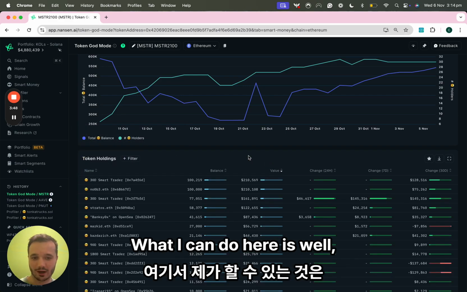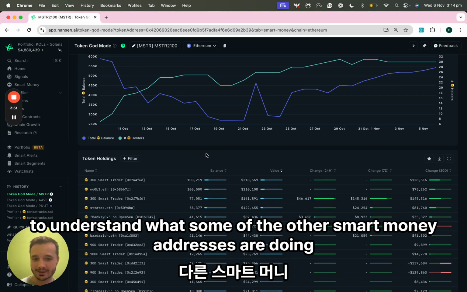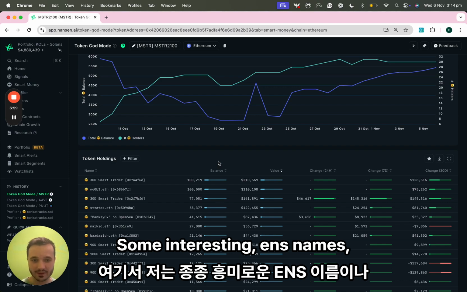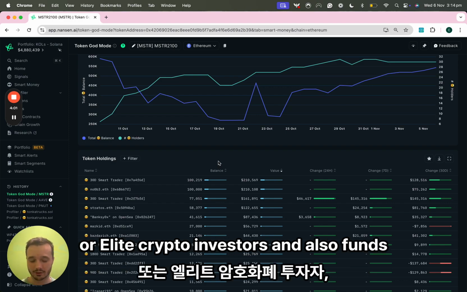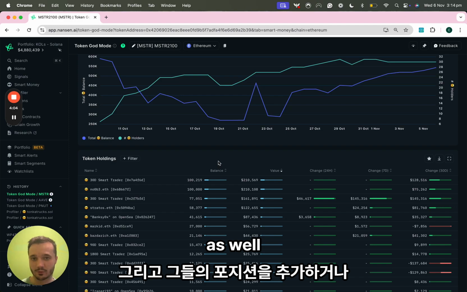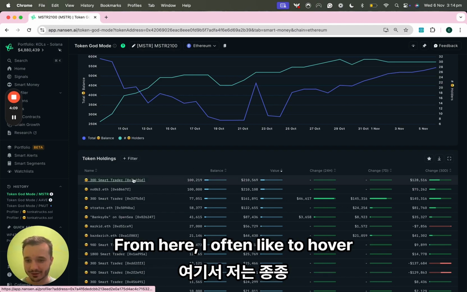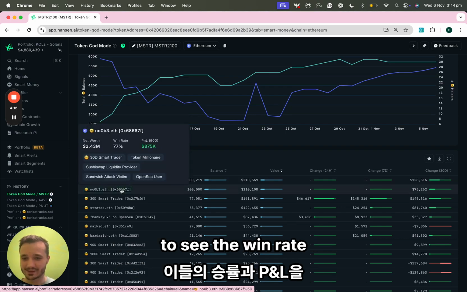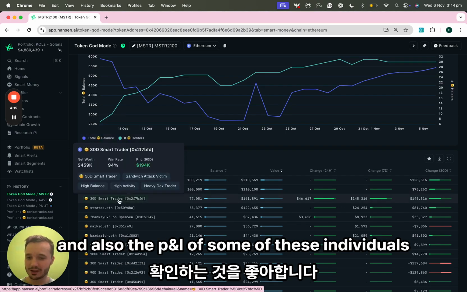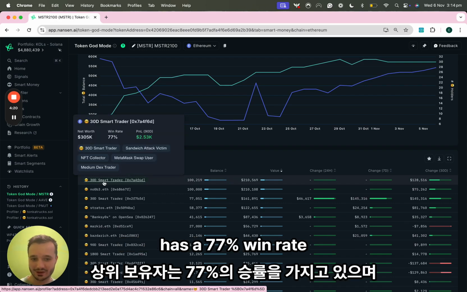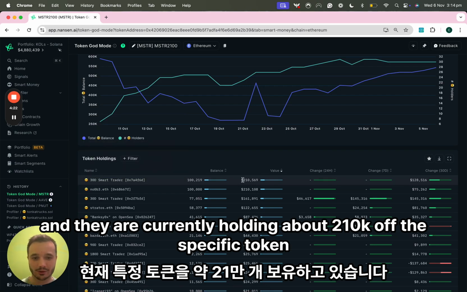What I can do here as well is sort by the value to understand what some of the other smart money addresses are doing. And here I can often spot some interesting ENS names, potentially some KOLs or elite crypto investors, and also funds as well that might be adding or exiting their positions. From here, I often like to hover over some of these addresses to see the win rate and also the P&L of some of these individuals. This individual, the top holder, has a 77% win rate, and they're currently holding about 210k of this specific token.